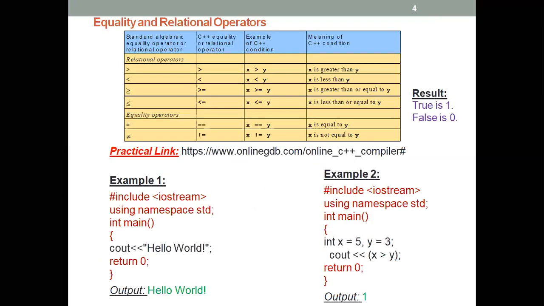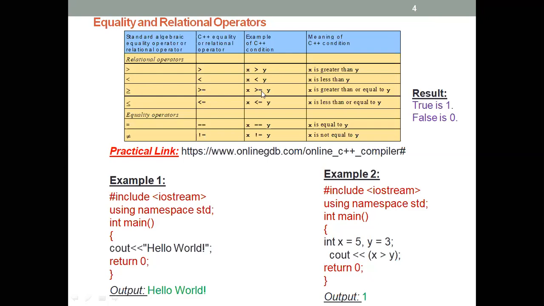The next one, let's see here. This is the equality and relational operators. I believe you already know these, as in the foundation you already studied them. So what are these? You already know greater than. x is greater than y, less than, greater than or equal to. Maybe in mathematics you write greater than or equal to like this, but in programming you have to write greater than here, and equal to there.